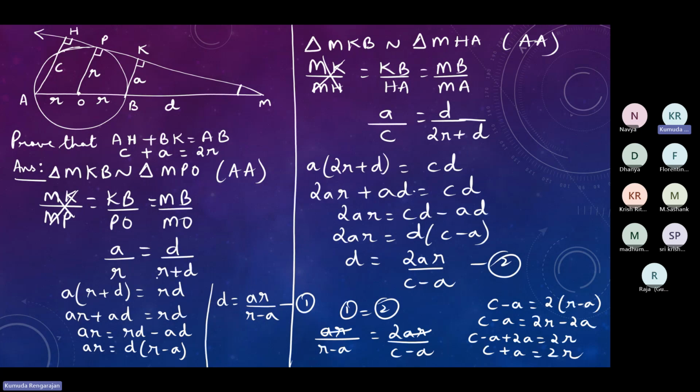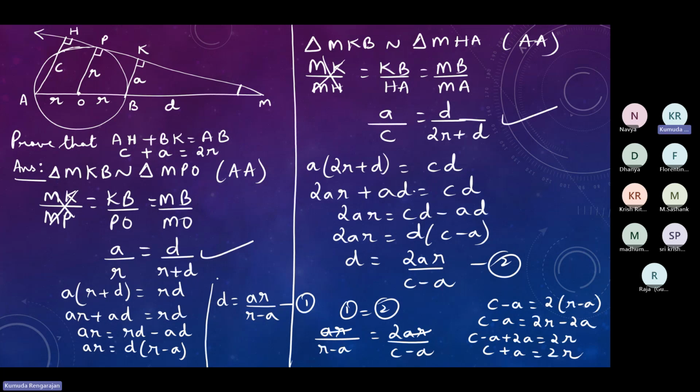So D is not needed. Apart from C, A, and R, you need the variables C, A, and R in the final result. The variable which is not needed is D. You don't need D. So what we do is we use this proportion, we cross multiply, and we write an expression for D. D is equal to something. We do the same thing with this proportion. D is equal to something.